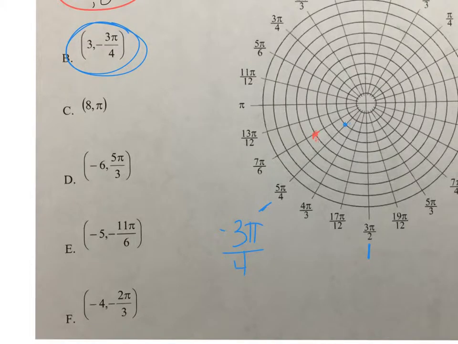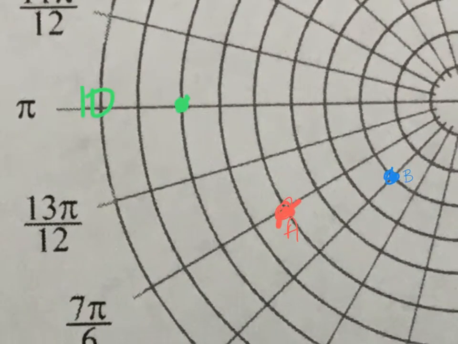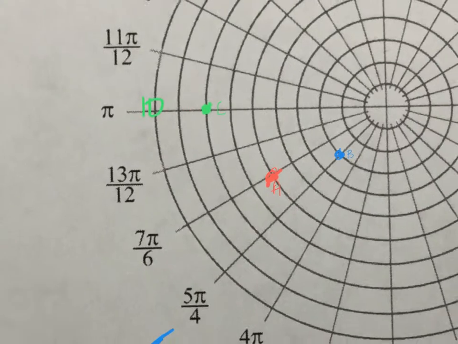So let's see, 8 comma pi. That shouldn't be too difficult, as long as we can count our rings right. I know there's 10 of them, so this must be 8. There are 10 rings to here. So that is 8. This is where the point C goes, at 8 comma pi.